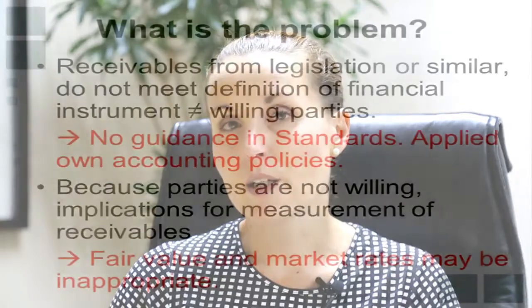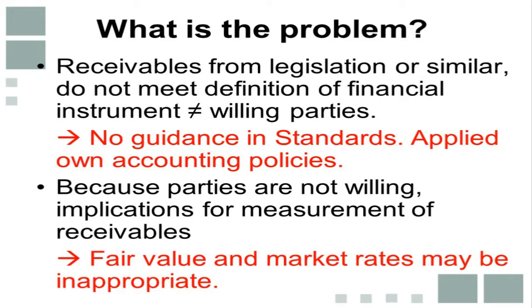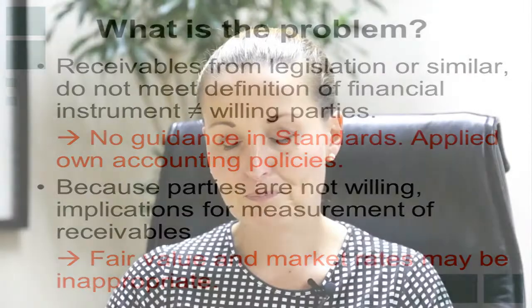Obviously, if we are having a look at receivables that arise from legislation, they do not meet the first requirement, or at least the first criteria for a contractual arrangement, because generally with legislative arrangements, the parties to those arrangements are not willing. So obviously this has quite a big impact on the measurement that we would apply for these kinds of receivables, because clearly if parties are not willing, there isn't an active market. It's very difficult to determine what fair value would be, and it would be very difficult to determine market-related rates, particularly if we are talking about interest.